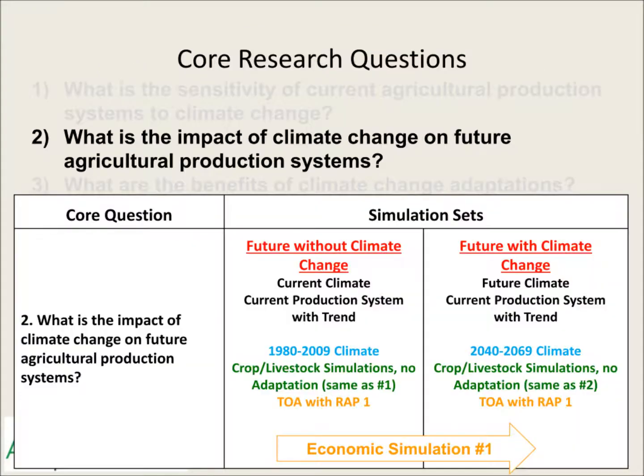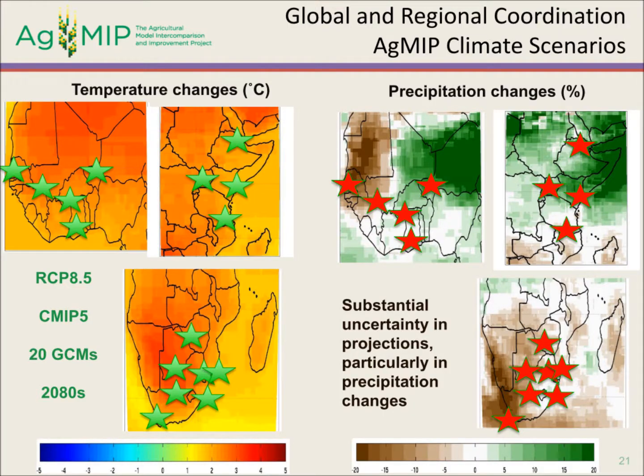We set up these core questions and particular simulation experiments to run with the crop, livestock, and economic models for these cases. And I'm going to page through these quickly, but it shows these different teams working together. This is the climate team that provides the daily weather data in the different scenarios consistently across all of the teams in Sub-Saharan Africa and South Asia based on the scenarios from IPCC. 20 GCMs. This shows using RCP 8.5.